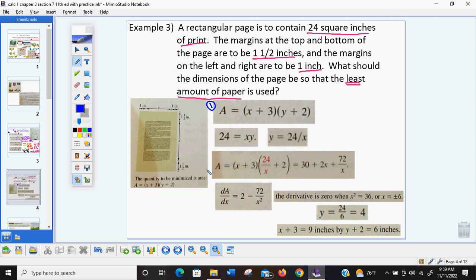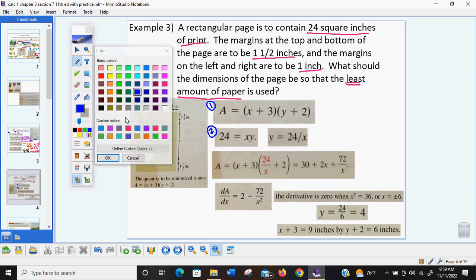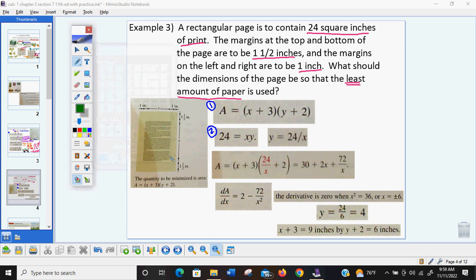Now, our secondary equation was the hint they gave us, the square inches of the print. This would be equation 2. The print area, just the black area, is a rectangle again, so that's going to be X times Y. Remember, you take your secondary equation and solve it for a variable. We're going to solve this one for Y. We want to get the primary equation in terms of one variable. We don't want an X and a Y. So we're going to solve the secondary for Y so that we can substitute.